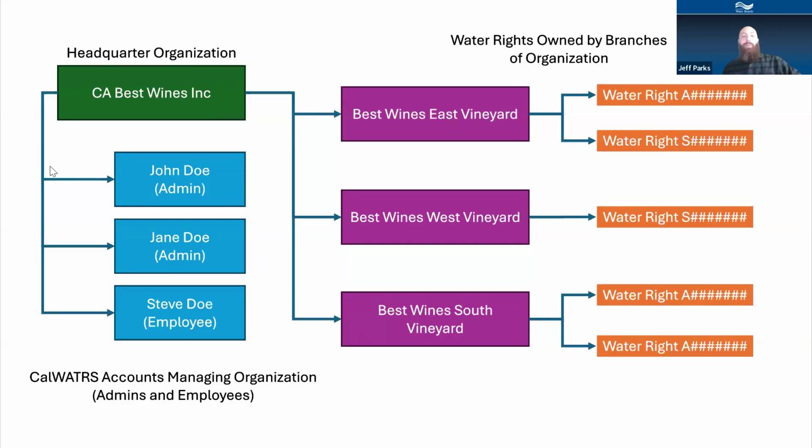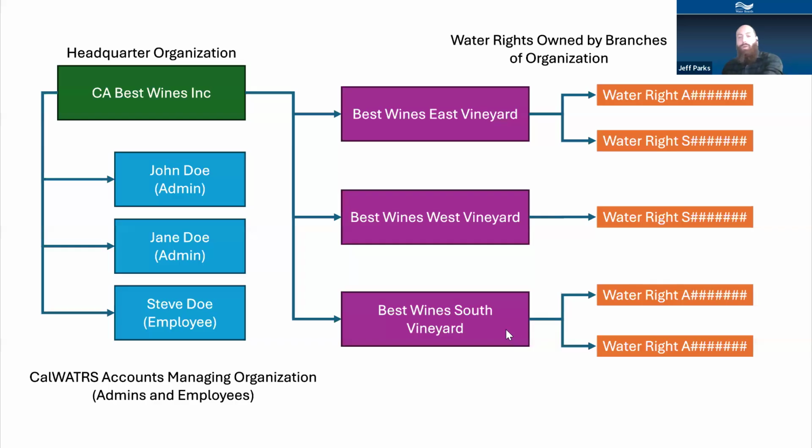The point of adding people to the headquarters, but having the water rights held in branches, is that everyone connected can see all the water rights for all these various water rights. But the who of who owns the water rights is preserved in these branch names.